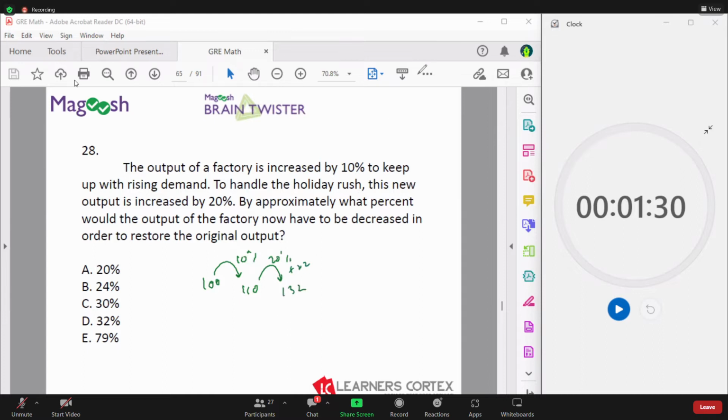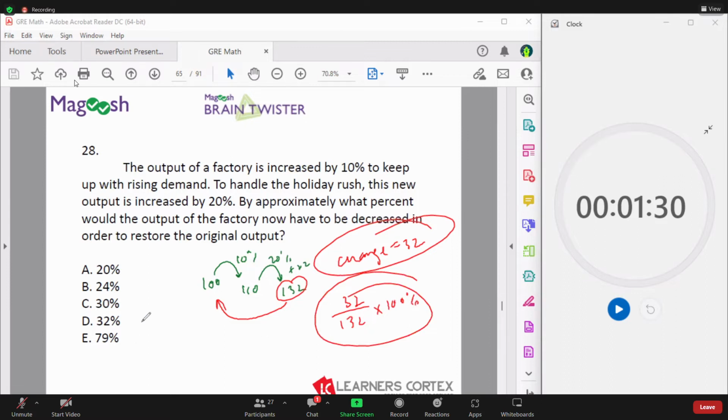Okay. So to get it back to its original output, we should subtract 32 from 132. Right. Okay. As a percentage, it is 32 by 132 into 100. Right. This is 24.24. Right.